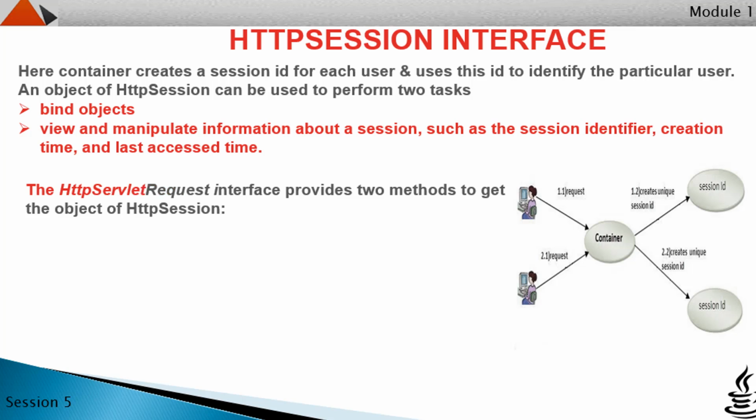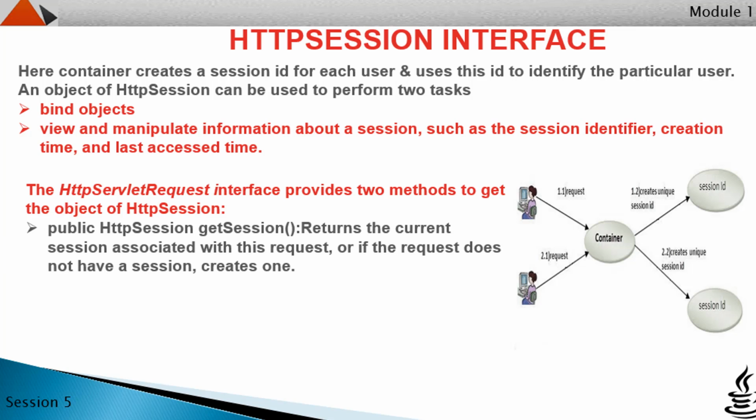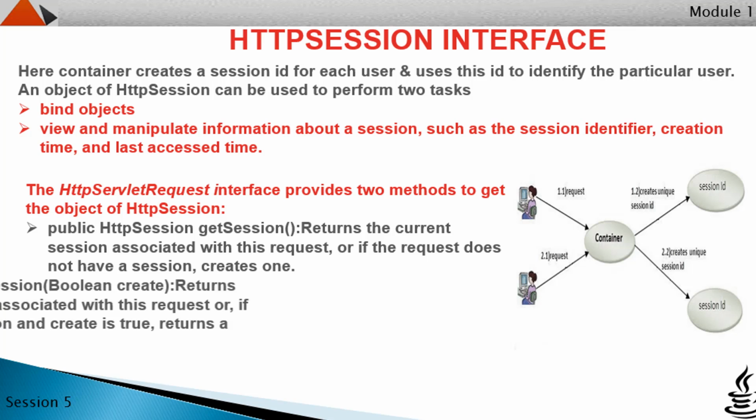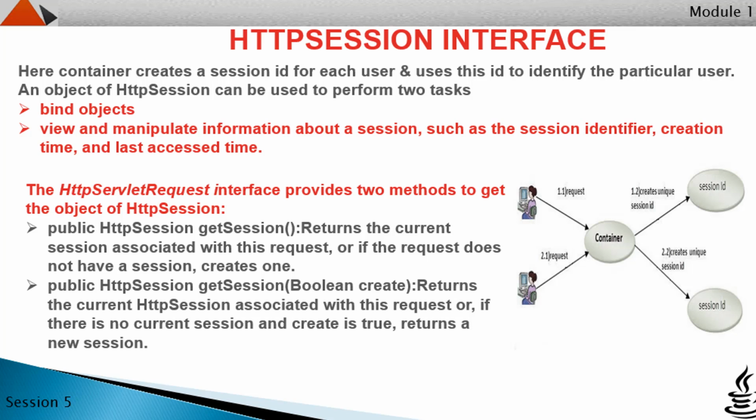How to get the HttpSession object? The HttpServletRequest interface provides two methods to get the object of HttpSession. The public HttpSession getSession() method returns the current session associated with this request, or if the request does not have a session, creates one. And the public HttpSession getSession(boolean create) method returns the current HttpSession associated with this request, or if there is no current session and create is true, returns a new session.